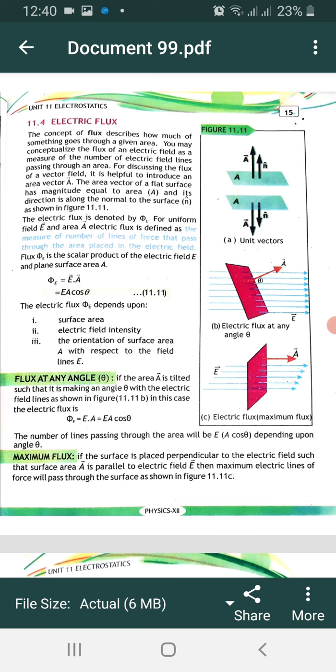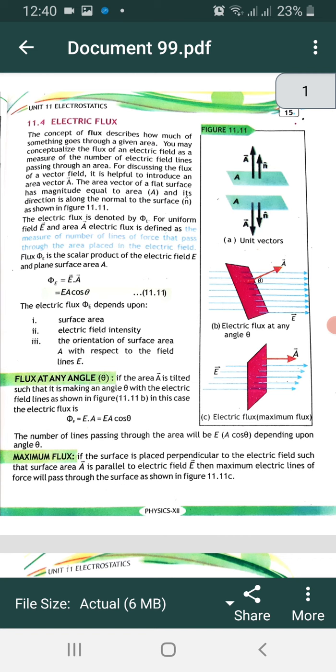It tells us what factors affect the electric flux, and upon which quantities the electric flux depends. There are three things. One is the electric field intensity, which depends upon the source of electric charge. Another is the surface area. The greater the surface area, the greater will be the flux. The smaller the surface area, the smaller will be the electric flux.